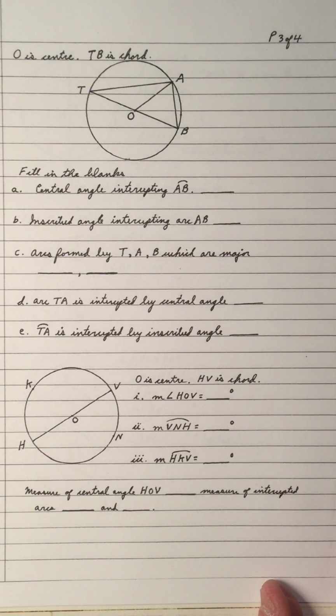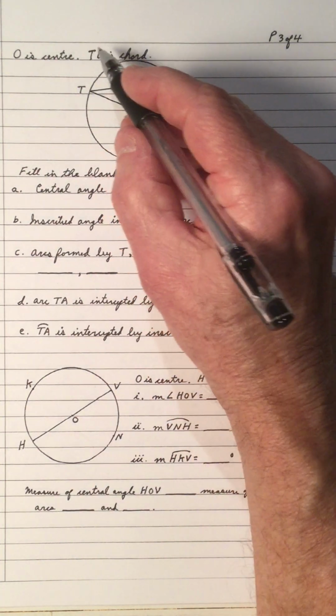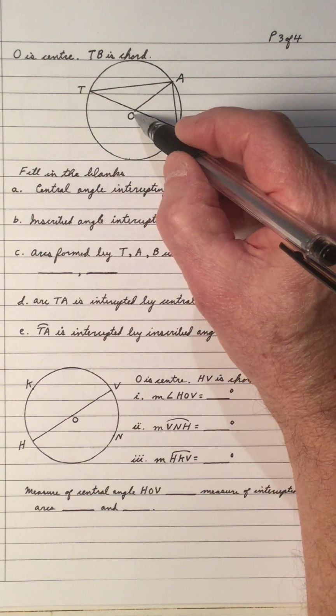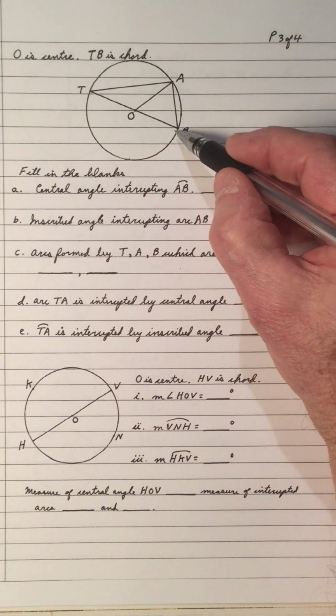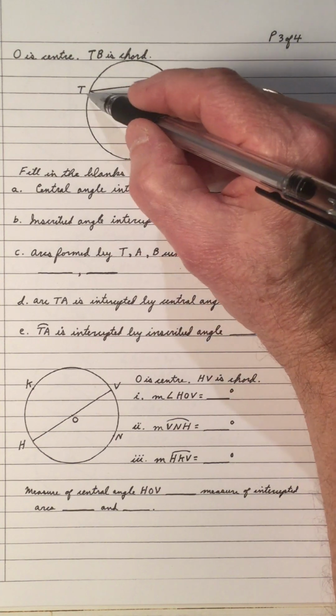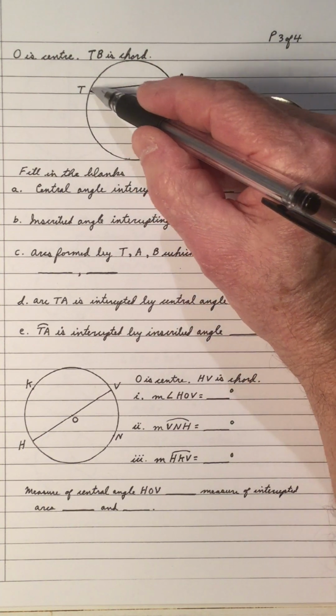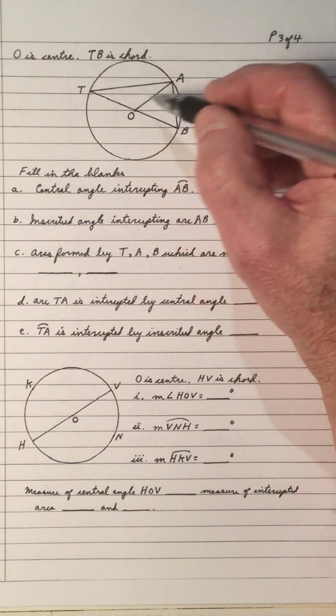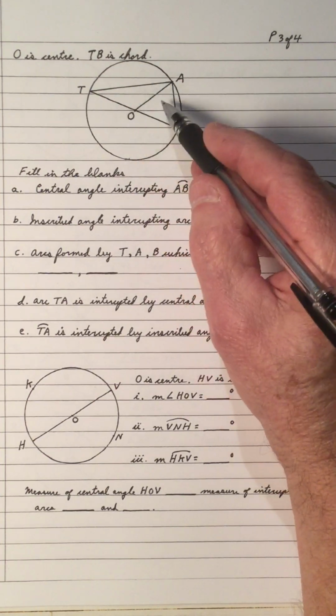Okay, let's continue. O is the center of the circle. TB is a chord. So we have this diagram. O is the center. TB is a chord. But notice I said it's a chord. I didn't say it was the diameter, but it is the diameter, because a chord that passes through the center is a diameter. Now, fill in the blanks based on this diagram.